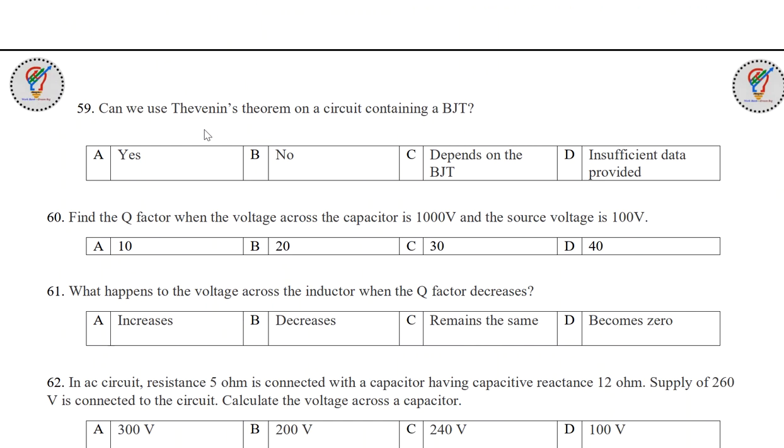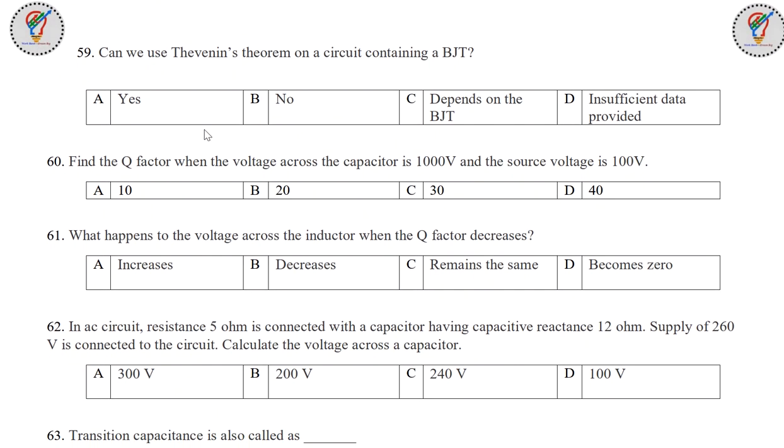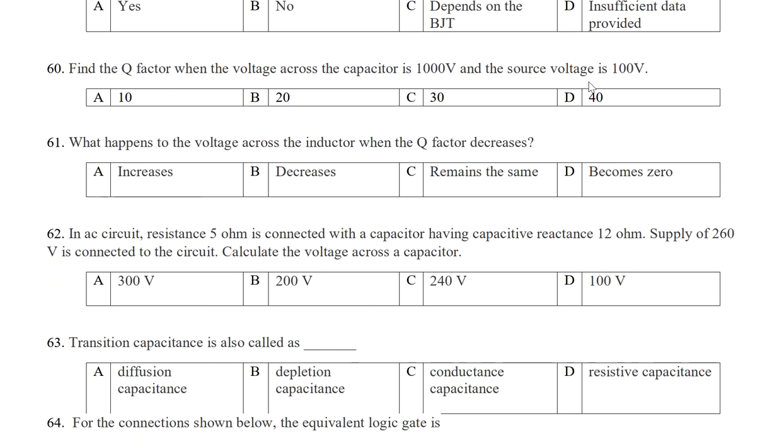Okay, next one. Can we use Thevenin's theorem for a circuit containing a BJT? No, we cannot use it. Why? Because a BJT is a non-linear element. We cannot use this theorem for non-linear elements here.